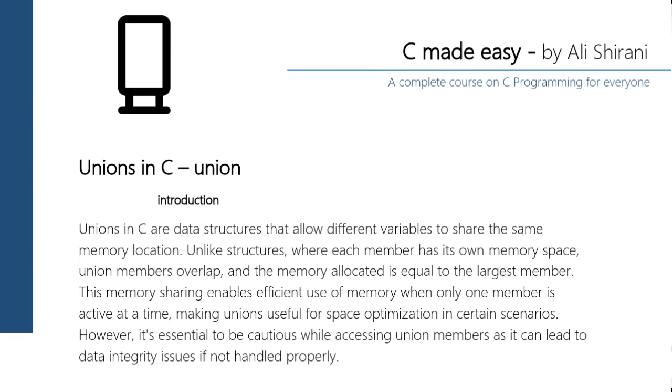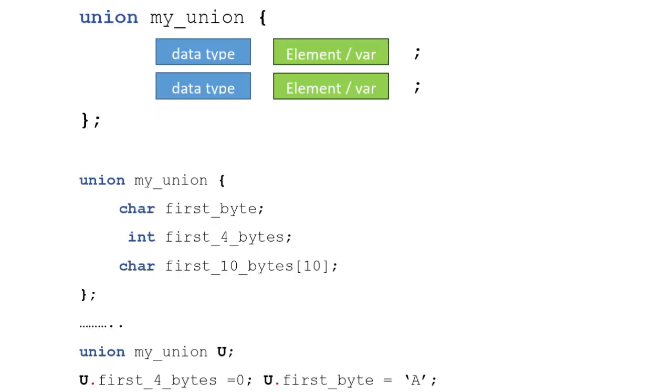Unlike structures that we studied earlier, where each member has its own memory space, the members of the union, the elements within a union, overlap. As the name states, it is a union. So these members overlap in the same location of the memory, and the memory allocated is equal to the largest member. Whichever member is the largest member of that structure is the maximum size of that union.